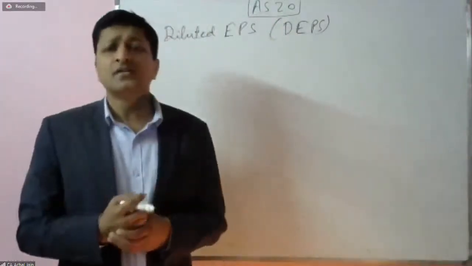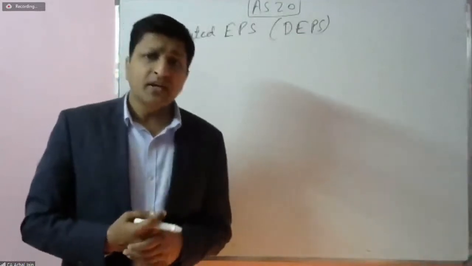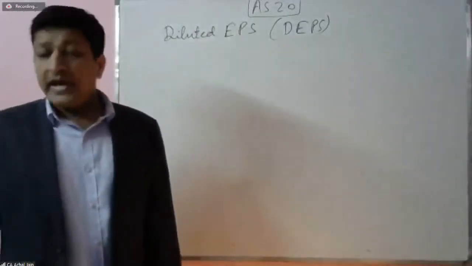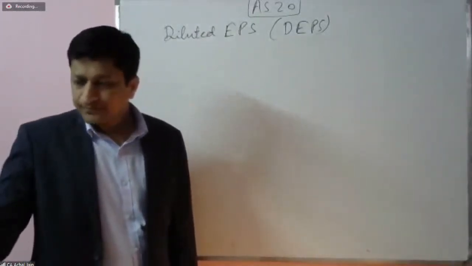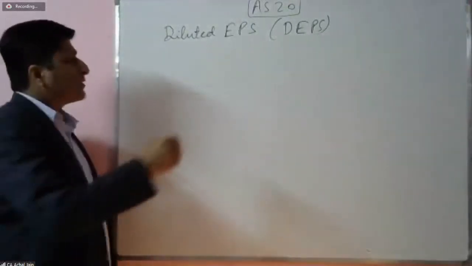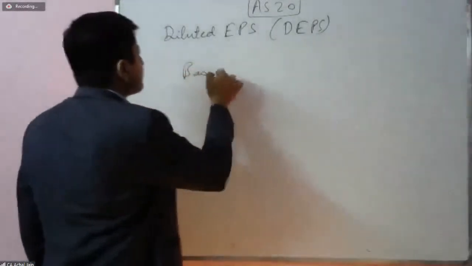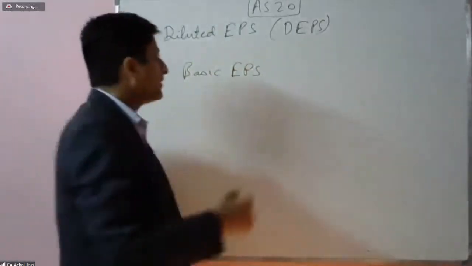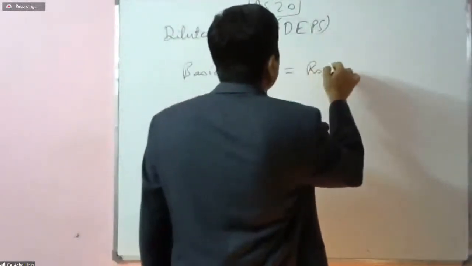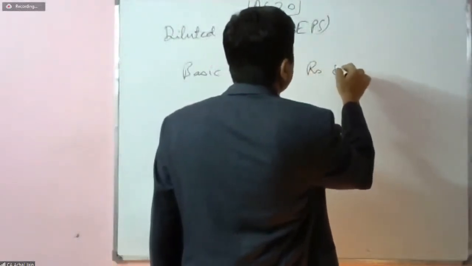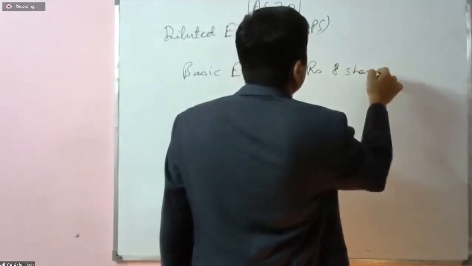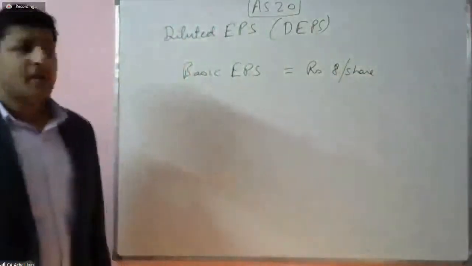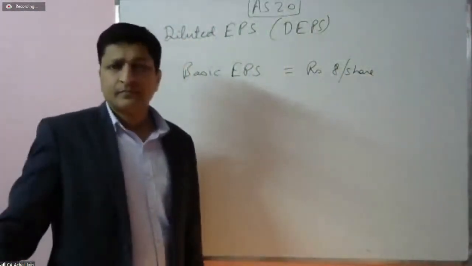And let's now try to understand what we mean by diluted earning per share, what is the need for computing this, and how do we disclose it. So let's suppose the basic earning per share for a shareholder is, say, rupees 8 per share. So we computed EPS and it came out to be rupees 8 per share. Correct?